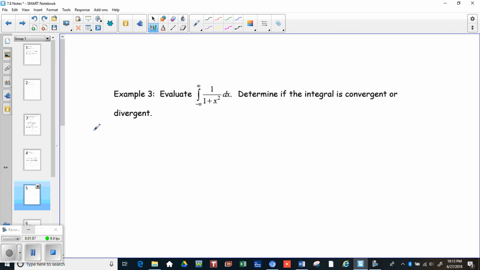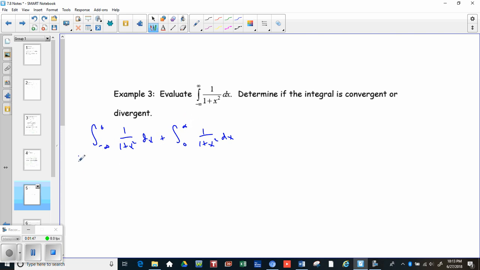So we're going to split the integral from negative infinity to 0 of 1 over 1 plus x squared, plus the integral from 0 to infinity of 1 over 1 plus x squared. Now, since these infinities are different, we're going to let them be different variables. So we're not going to use t in this case. I'm going to use an a and a b. I'll let a be the left one, and I'll let b be the right infinity.